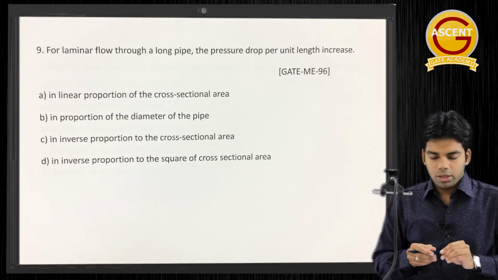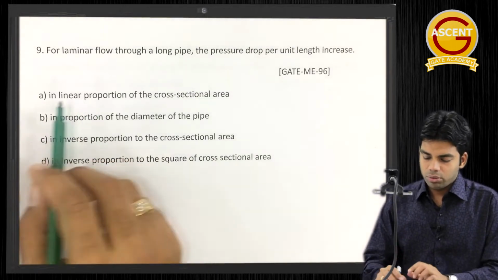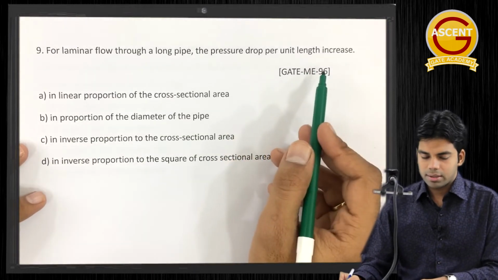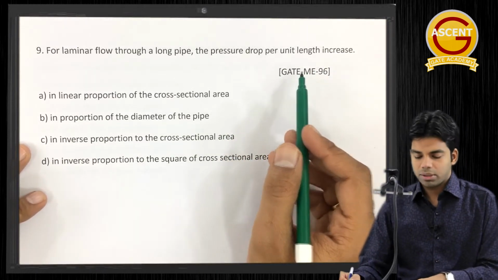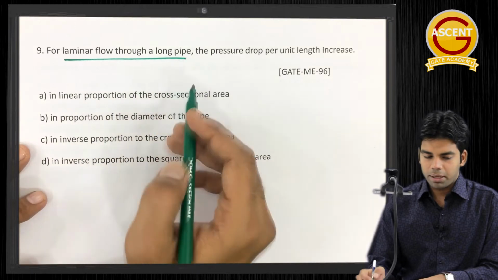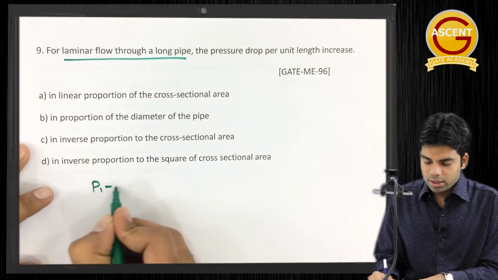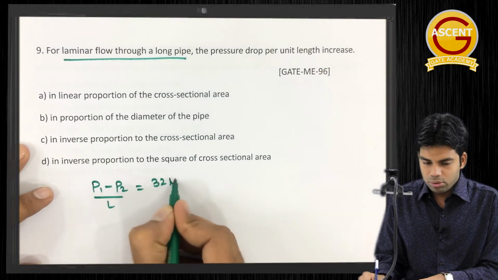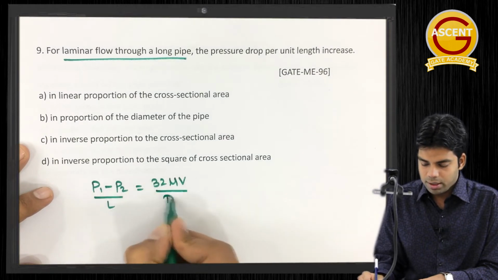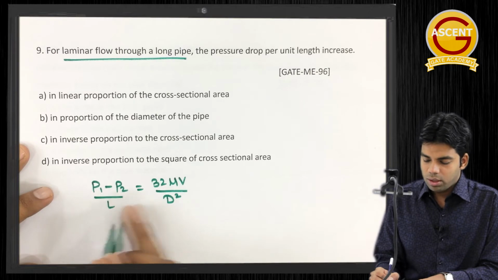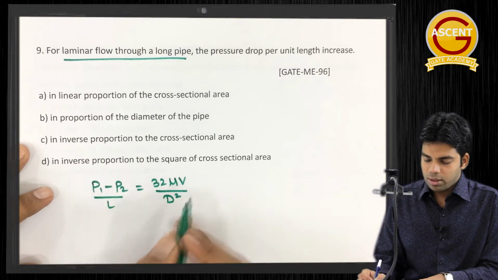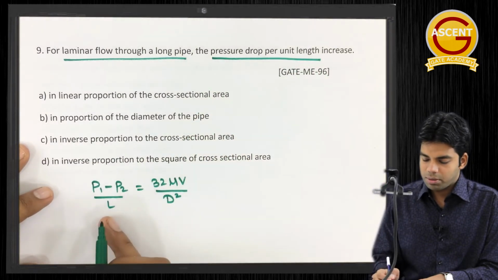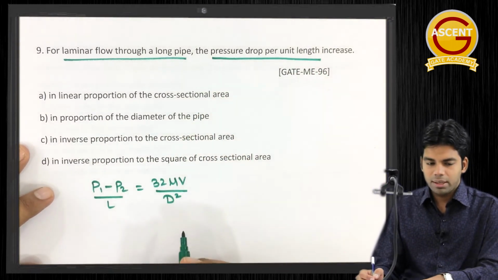Getting this or not? Okay, next question says for a laminar flow through a long pipe, the pressure drop per unit length increase. What will be the pressure drop per unit length for a laminar flow through a long pipe? So same formula, Hagen-Poiseuille formula, P1 minus P2 by L is equal to 32 mu V by D square. P1 minus P2 is equal to 32 mu VL by D square. Okay, we have to calculate the pressure drop per unit length. So P1 minus P2 by L is equal to 32 mu V by D square.